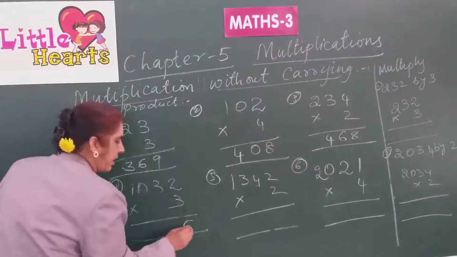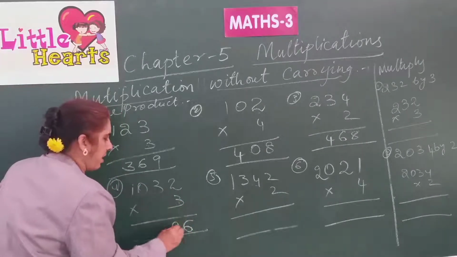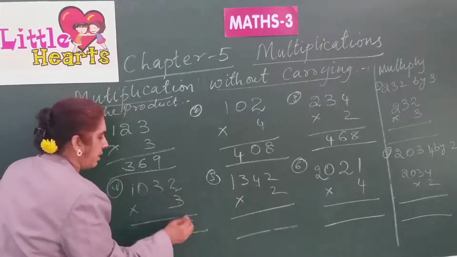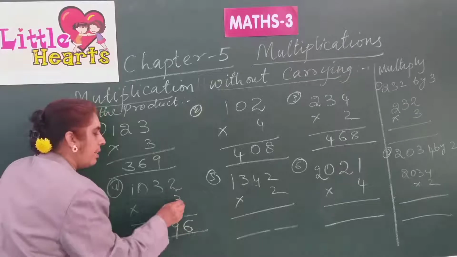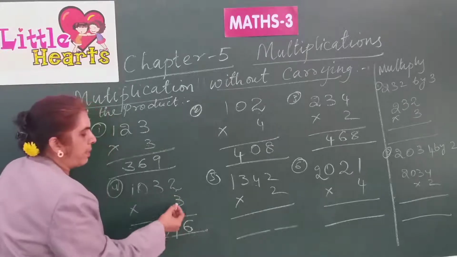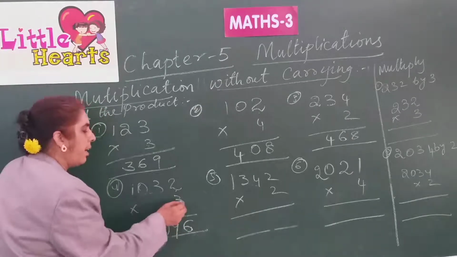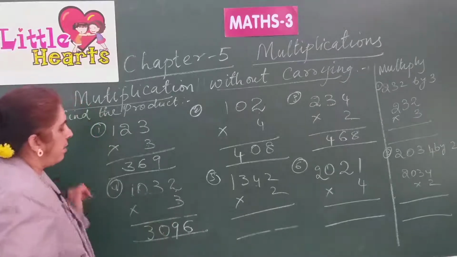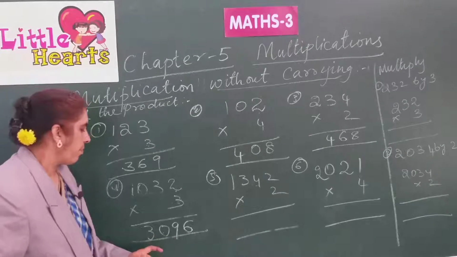1032 into 3. 3 2s are 6, 3 3s are 9. 3 zeros are 0. Any number multiplied by 0 is 0. Any number multiplied by 1 is the same number. 3 ones are 3. 3096 is the answer.